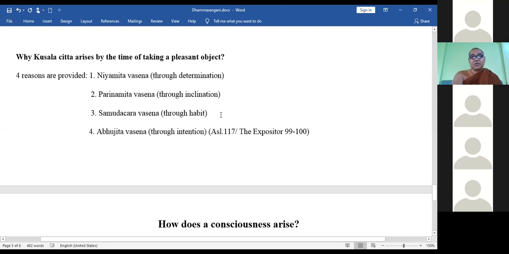So because of these four reasons, even though you encounter either a pleasant or unpleasant object, for those who are determined, for those who are inclined, for those who have good habits, for those who intend to do good things, there will be kusala citta within ourselves.